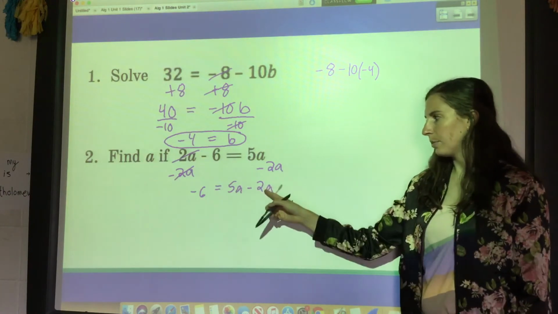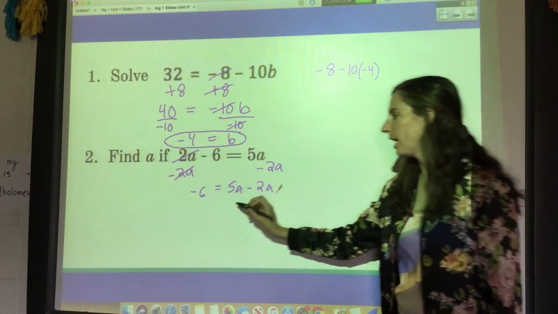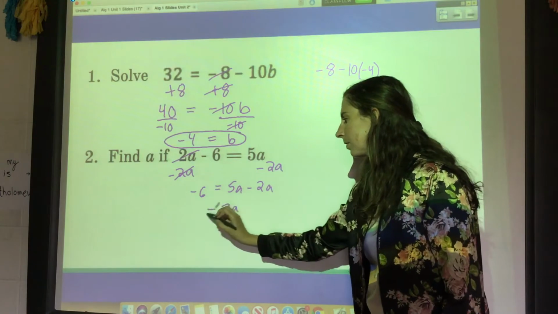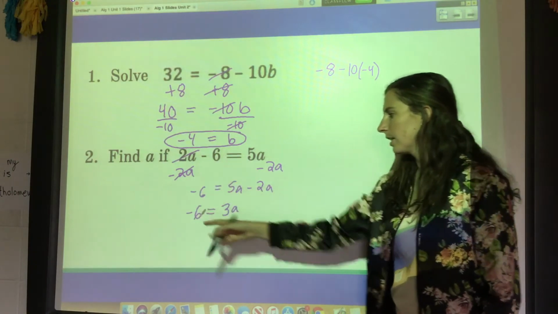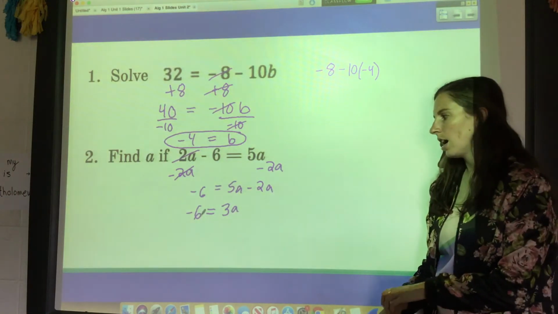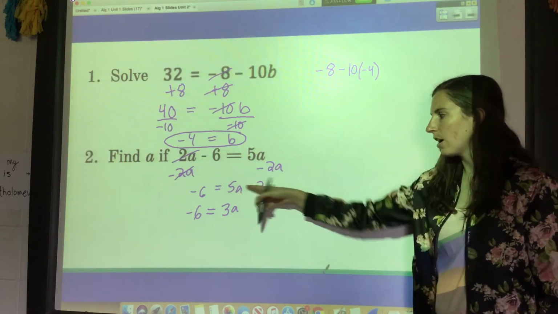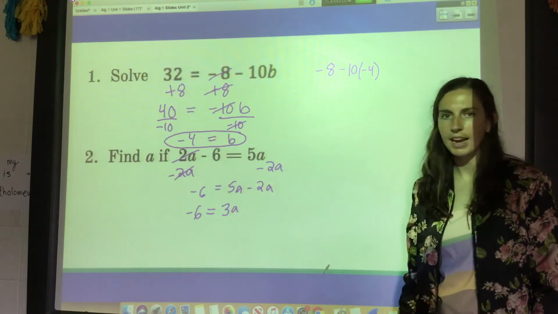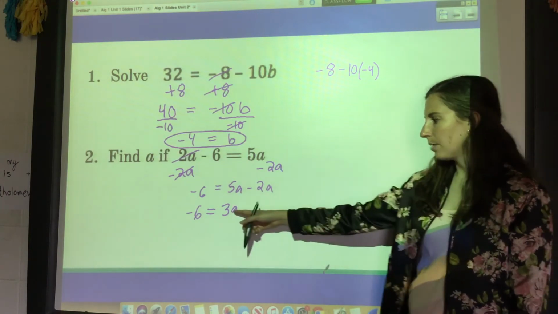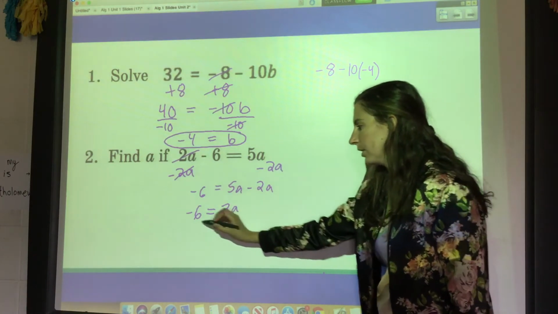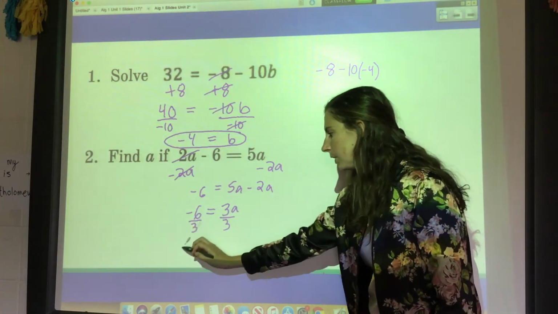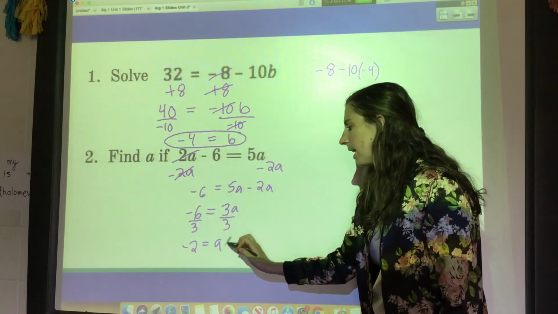What is 5a minus 2a? That would be 3a. The negative 6 stays, and that's good. Now, see how these have combined to make just 1a? And so now, just to get a by itself, I'll divide by 3 and be done. So negative 2 is equal to a.